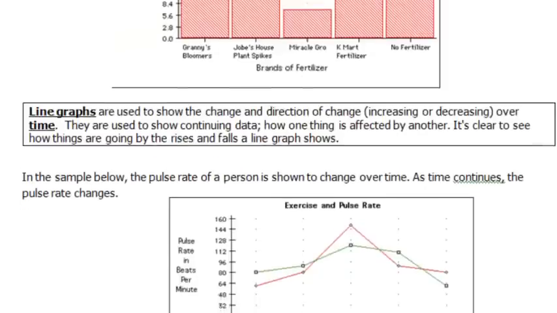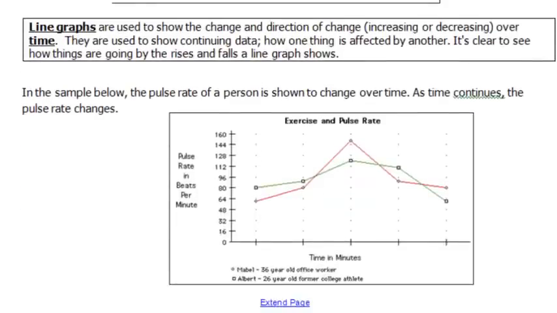Line graphs, on the other hand, are used to show change over time. They show a continuation of data, how one thing is affected, and it's clear to see by the rise and fall of the lines what's happening over time. So as you can see by the data below, we had two different pieces of data that we were comparing, Mabel and Albert, a 36-year-old and a 26-year-old, and we're comparing their heart rates over time.